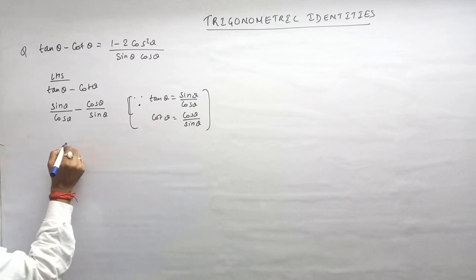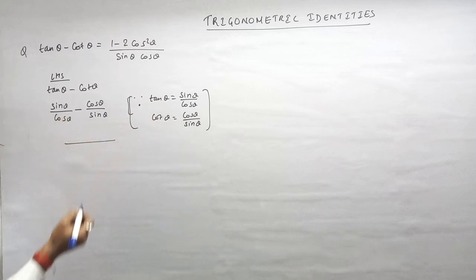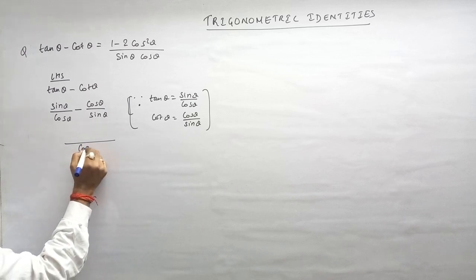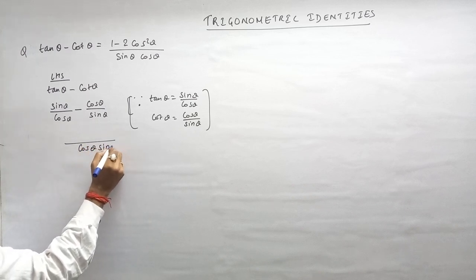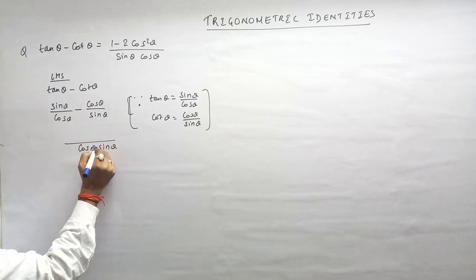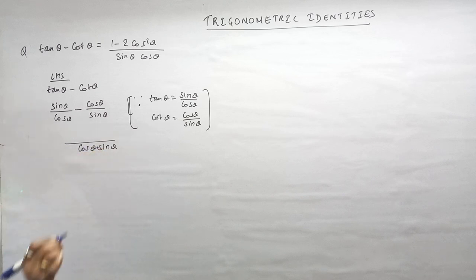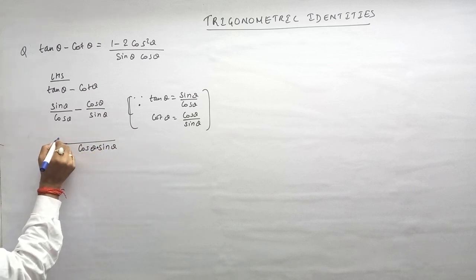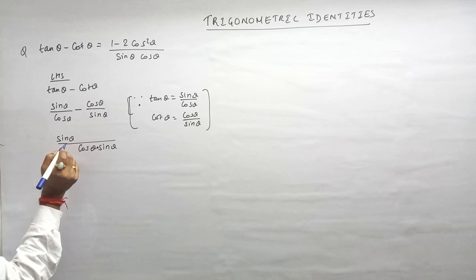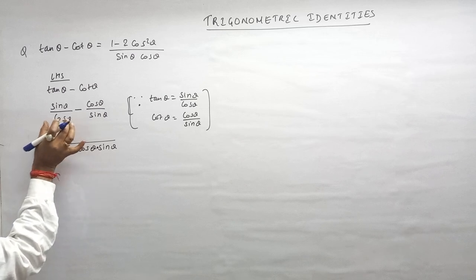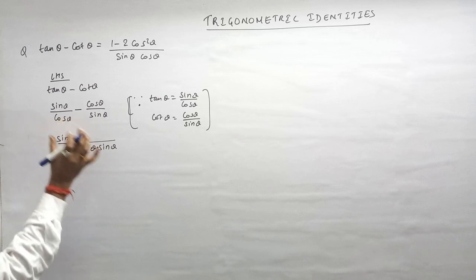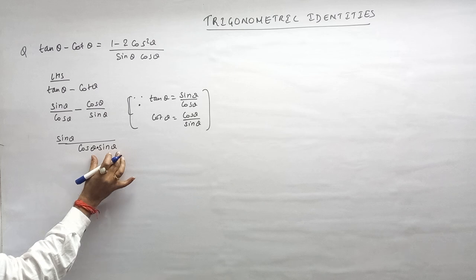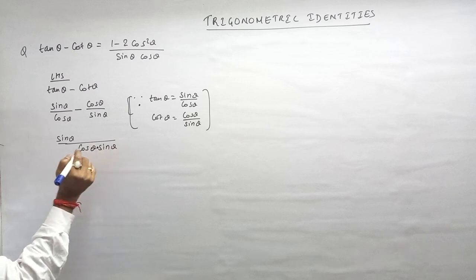Okay, so again just like in the previous question, we will find the LCM. The LCM is cos theta sin theta. Correct? We will put the dot. Dot means multiplication. So now here we have sin theta. Now sin theta, cos theta should be multiplied by what to get cos into sin? So it is obviously sin.